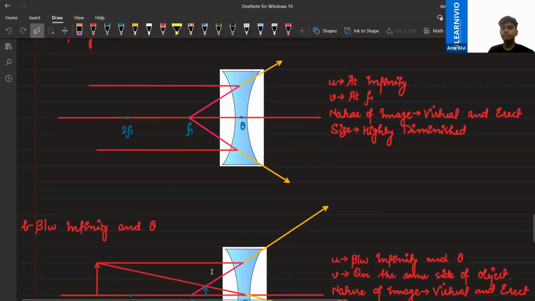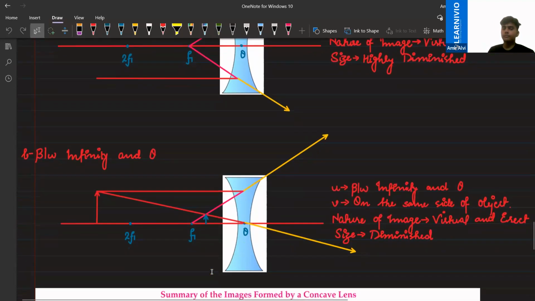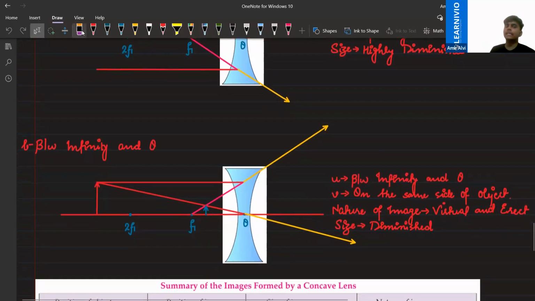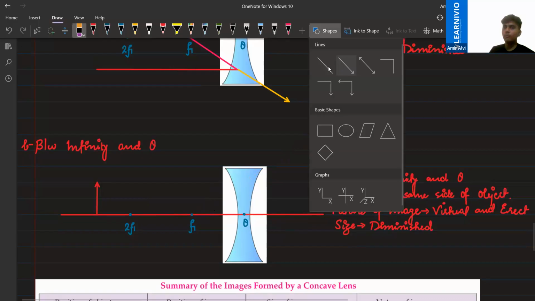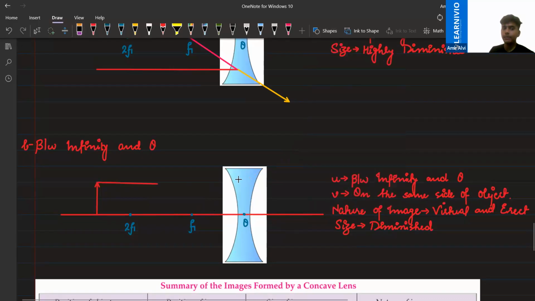Then Inan and Neha. Yes, sir. Okay, now let's talk about the next case. The next case is when the object is between infinity and the optical center. It doesn't matter where the object is placed. When you place the object between infinity and the optical center, the image formed would be virtual, direct and diminished only. Okay.